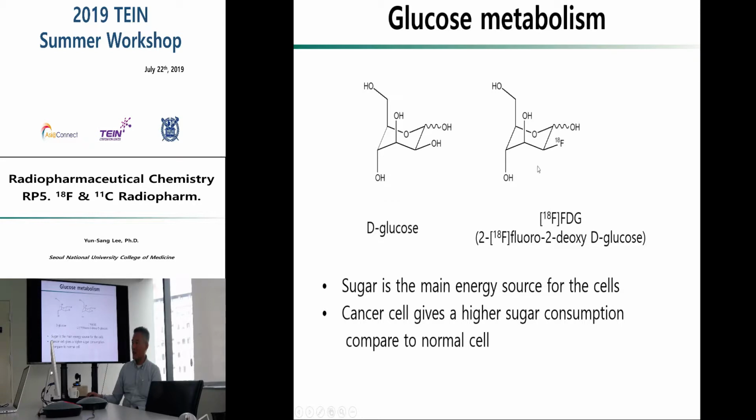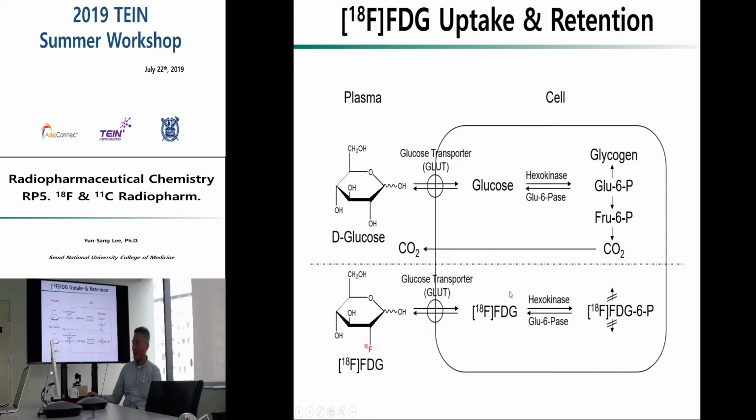I think you may know the FDG story very well. Sugar is the main energy source for the cell, and with increased metabolism, you can see the image of the tumor site. FDG is stuck in the tumor cell because the number 2 carbon possesses the F18. Then the cell cannot process it further biologically, so it is stuck in the tumor cell.